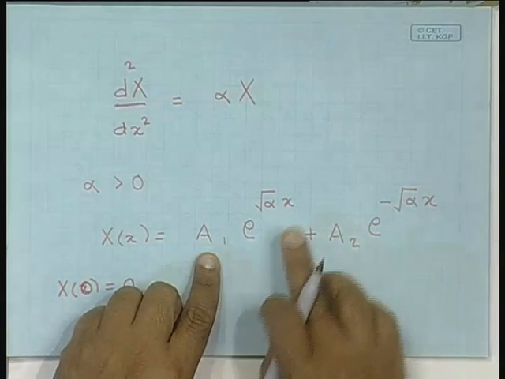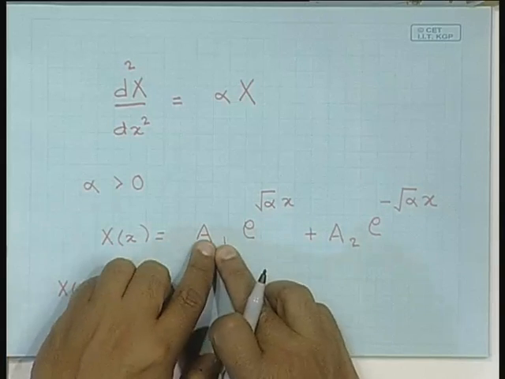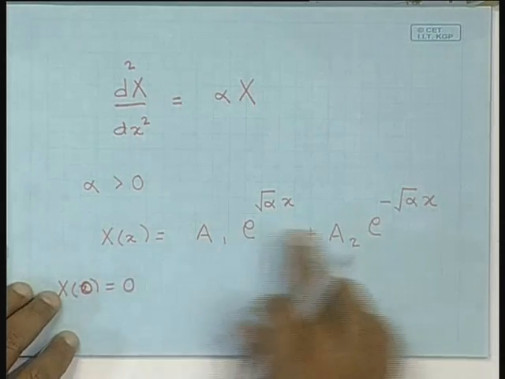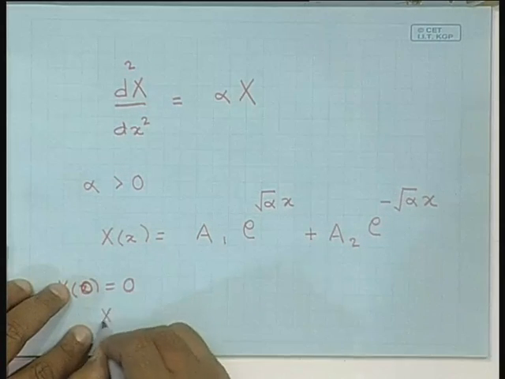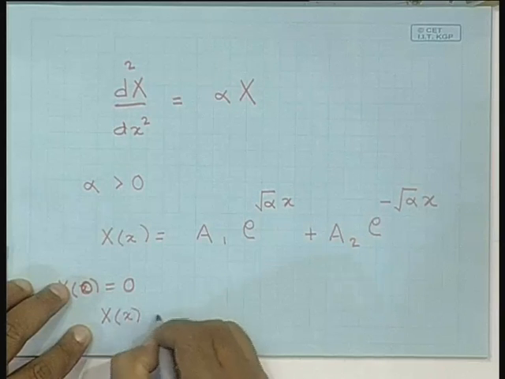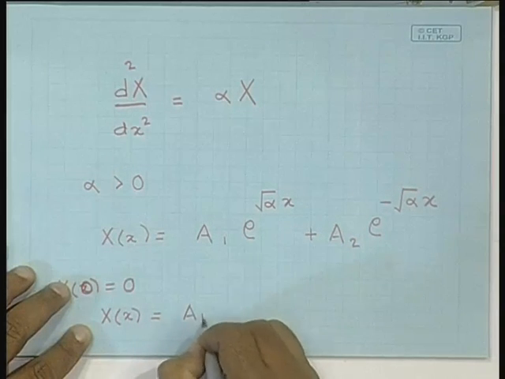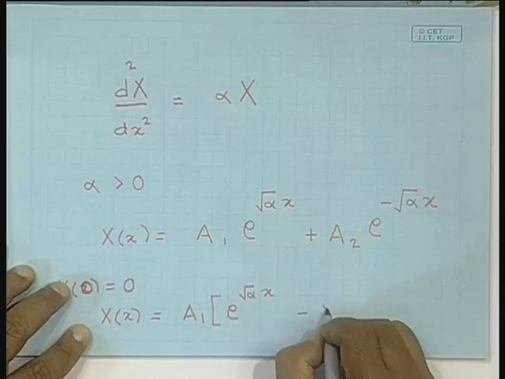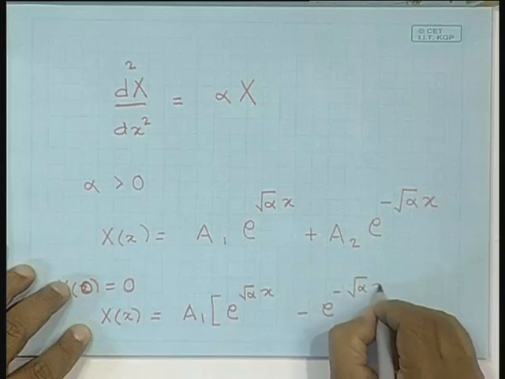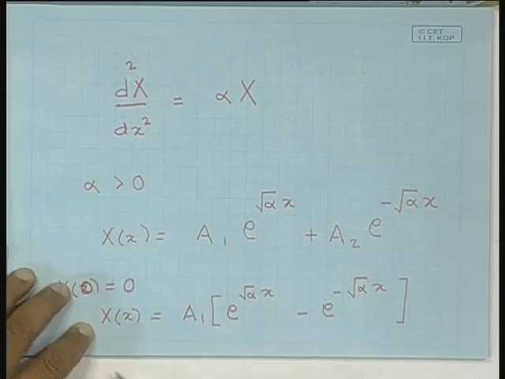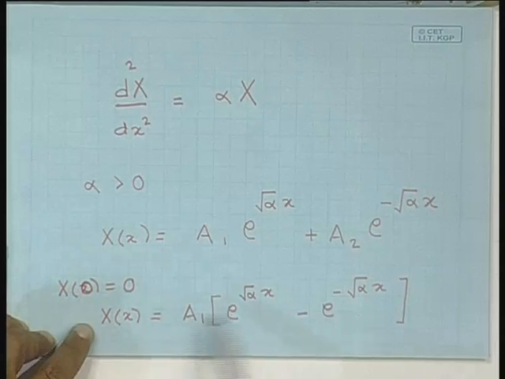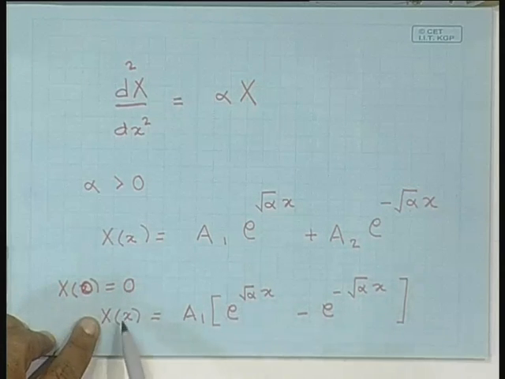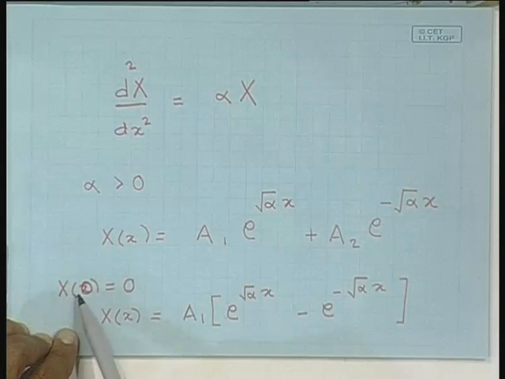Which basically tells us that at x equal to 0, if this function has to be 0, then a1 and a2 have the same magnitude and opposite signs. So, X is equal to a1 times e to the power square root of alpha x minus e to the power minus square root of alpha x. So, this you see satisfies the boundary condition that at x equal to 0, this is 1, this is also 1. So, at x equal to 0, these two terms cancel out. So, this function capital X is 0 at one end of the string.